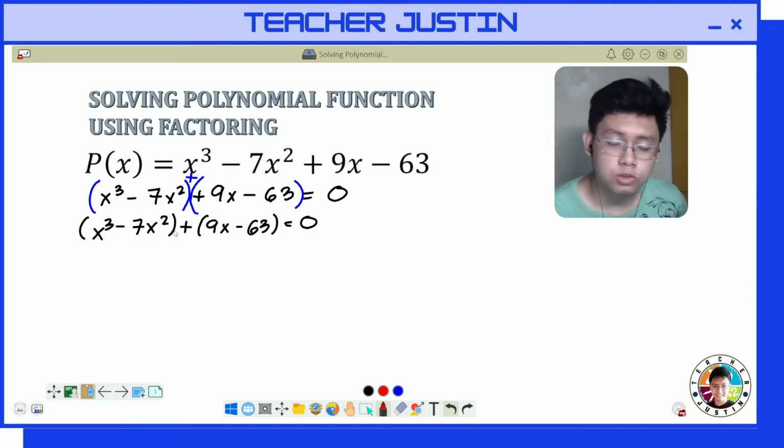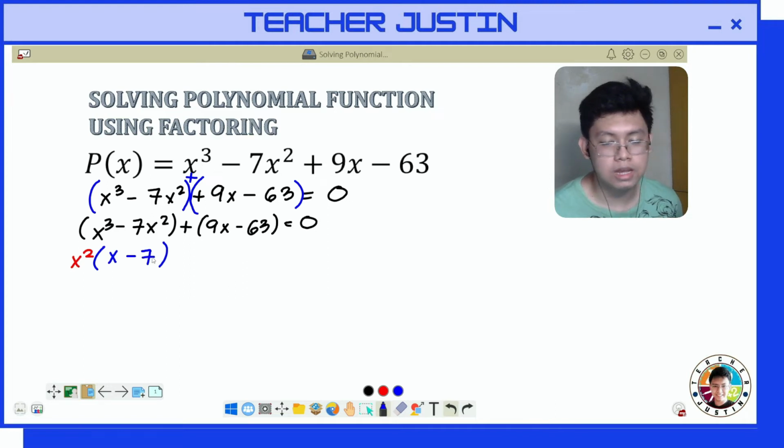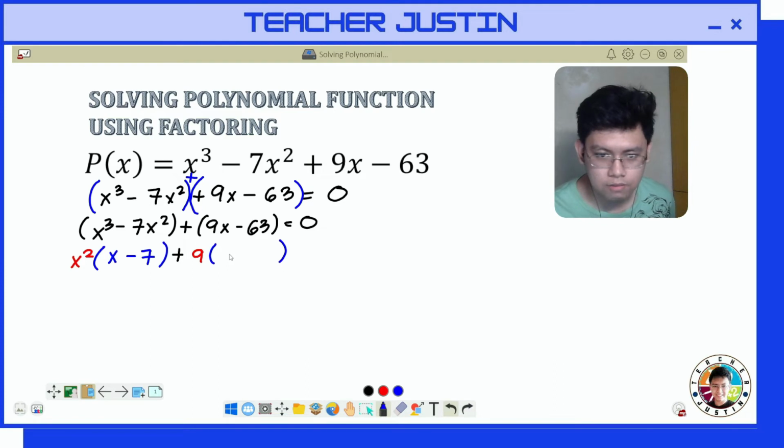Our next step is to factor each group using common monomial factoring. The common factor of the first group is x squared. So let's divide each term by x squared. That will give us x minus 7. Let's apply the same thing to our second group, 9x minus 63. The common factor is 9. Then let's divide each term of our second group by 9, giving us x minus 7.